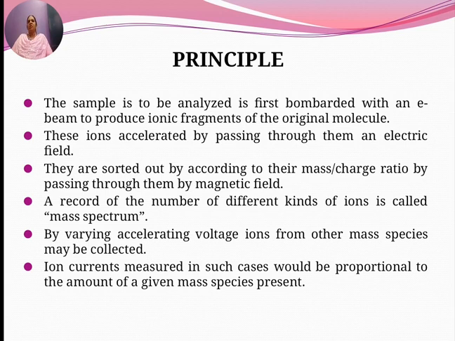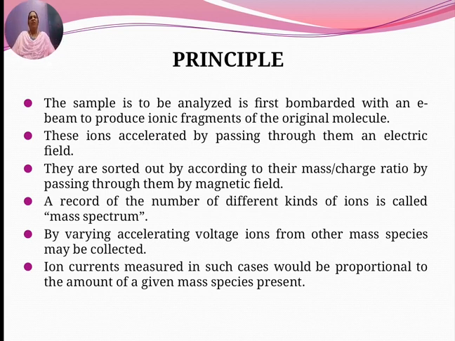These ions are accelerated by passing through an electric field. Then they are sorted according to their mass to charge ratio by passing them through a magnetic field. Okay, both electric and magnetic field. Electric field is used to accelerate the ions. Magnetic field is used for deflection, to deflect the ion beam.